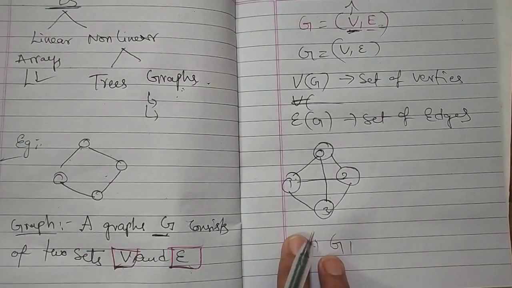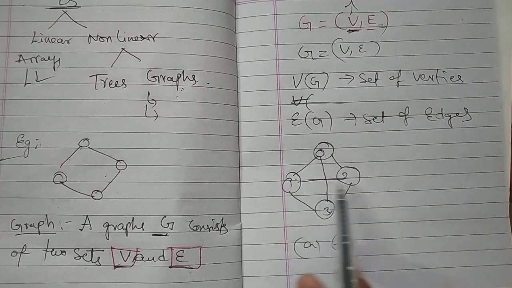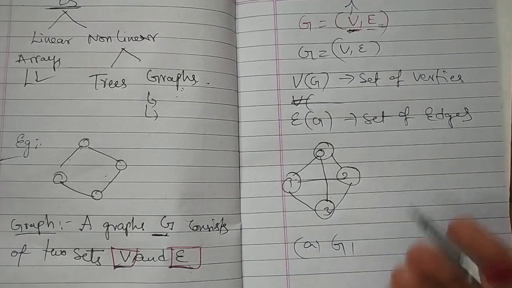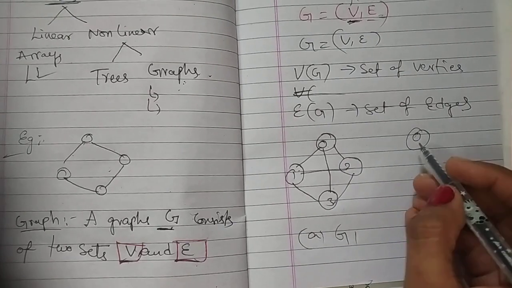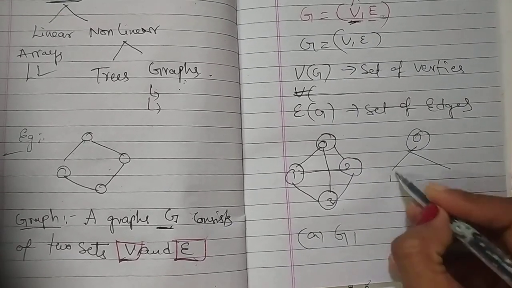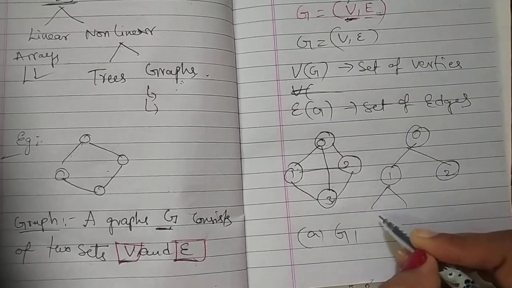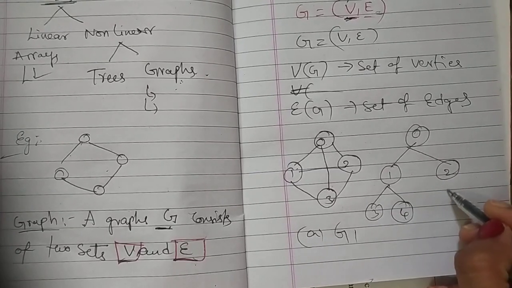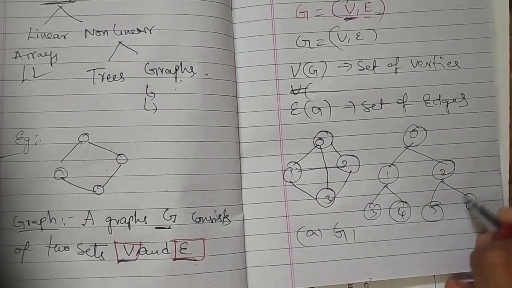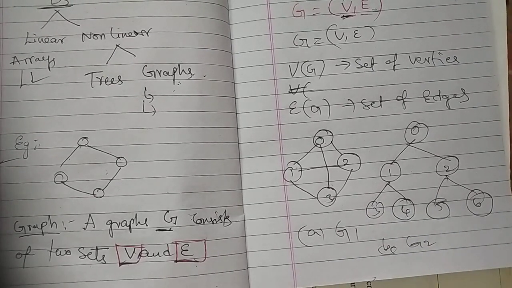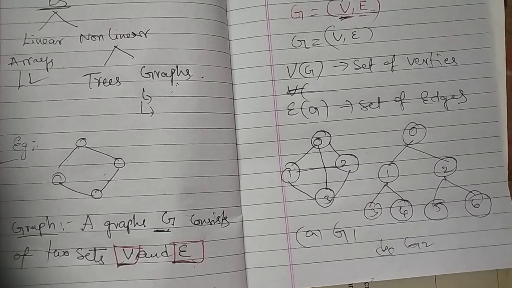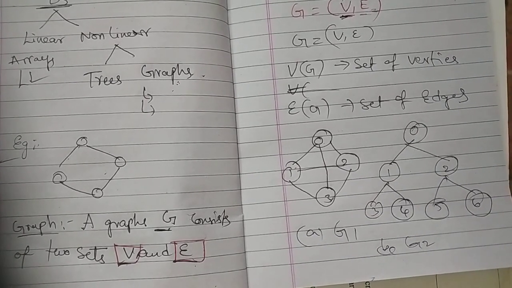When we take one example like this, 0 1 2 3, this graph name is G1. And here is another graph, another example: 0 1 2 3 4 5 6. See, it looks like a tree, right? Tree is also one of the graphs.